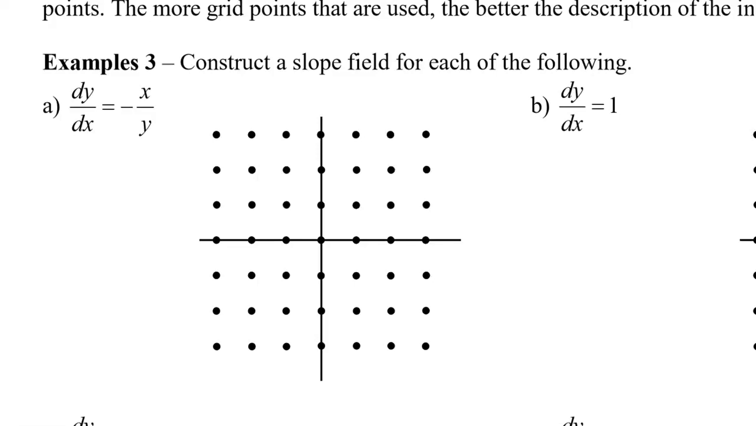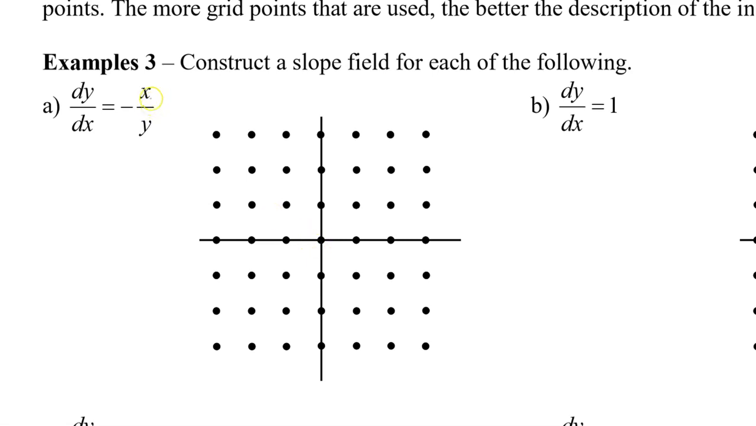In this video, I'm going to show you a couple more examples of how to construct a direction field or a slope field for differential equations. This first one here, we have dy/dx is equal to negative x divided by y. I like to start at 0, 0 and work with my x-axis points and then my y-axis points. So let's start with 0, 0.